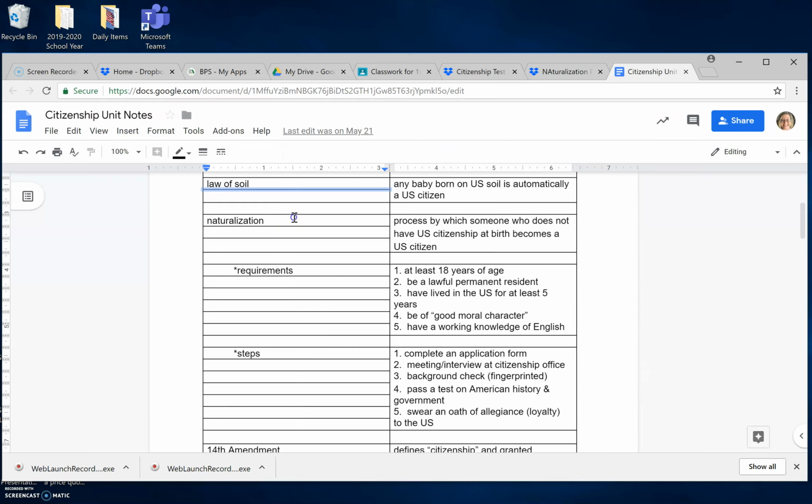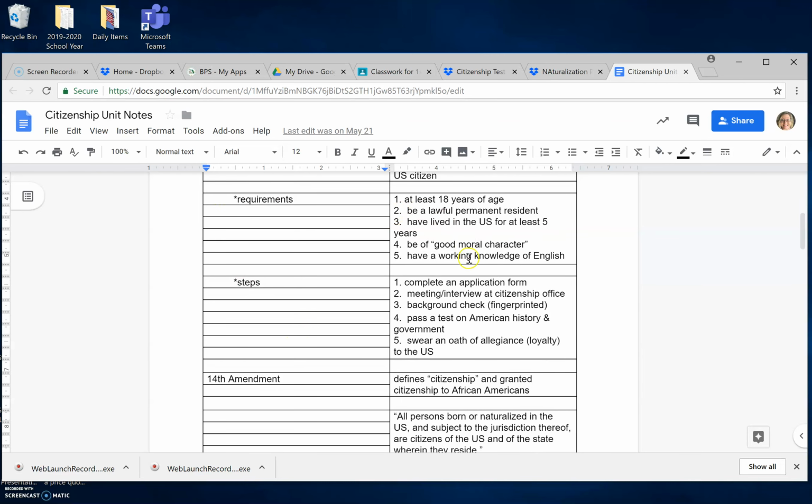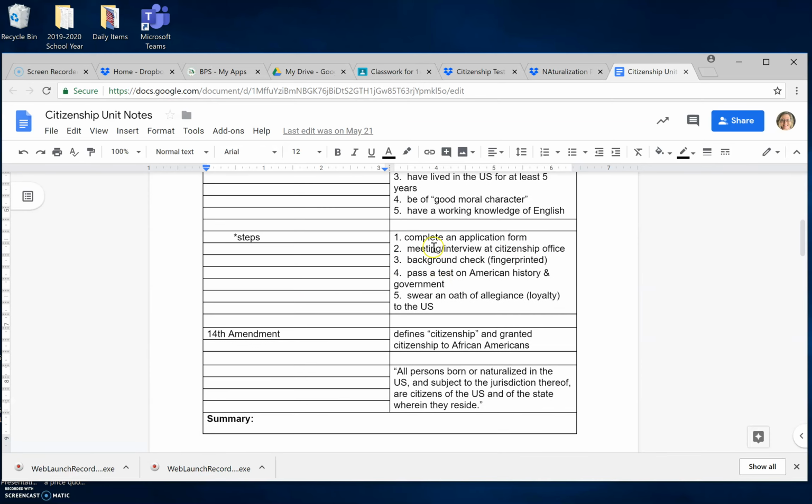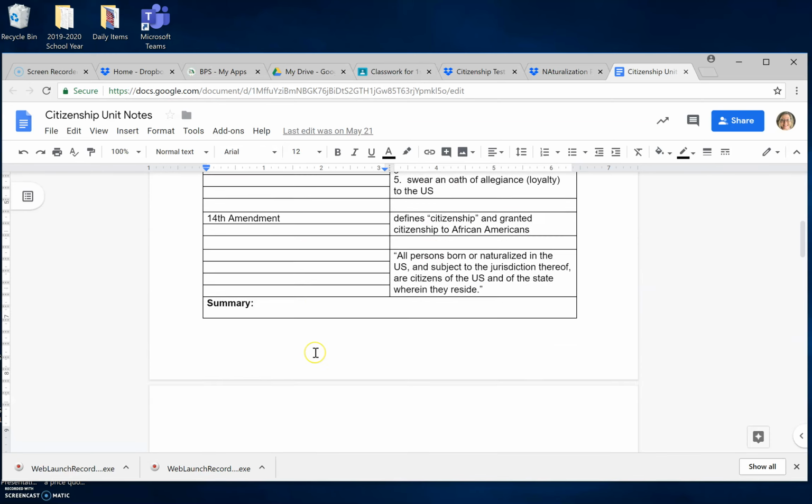Are you not born a citizen? No worries. You can be naturalized. And a naturalized citizen, of course, is an immigrant. There are the requirements. We just talked about 18 years or older, permanent lawful resident, has lived in the U.S. for how many years? That's right, at least 5. Be of good moral character and have a good working knowledge of English. Here are the steps we already went through. Now we're going to talk about amendments.